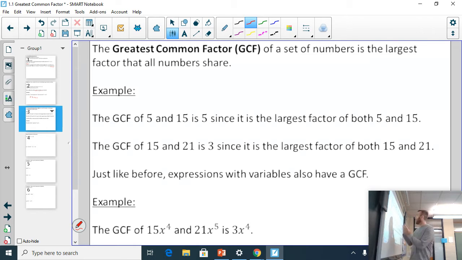But yeah, so the greatest common factor, which we're going to focus on today, of a set of numbers, so of a few numbers, is the largest factor that all the numbers share. And I think once you talk about an example, that'll become more clear. So the greatest common factor of 5 and 15 is 5, because that's the largest thing that divides both of them, right? 5 divided by 5, you can do that, and 15 divided by 5, you can do that. But you can't go any higher, right? As soon as you go higher than 5, like 6, you can't divide 5 by 6 nicely.